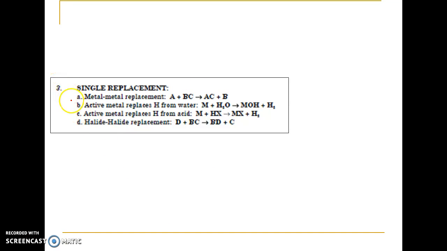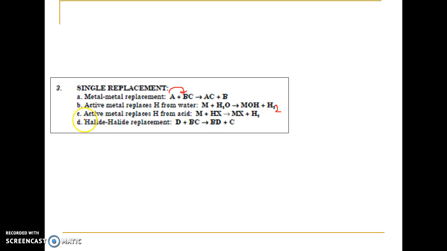We can have a 3A, which is a metal-metal replacement. This is where a general equation comes from, where you have your two metals switching places, where here A is replacing B and B gets kicked out. Another type we can have is a 3B. This is where you have an active metal replacing hydrogen from water. So here's your metal and here's water. That product will produce a metal hydroxide and hydrogen gas, and this is an H2 because hydrogen is diatomic.